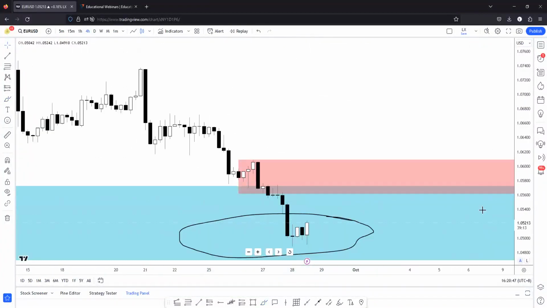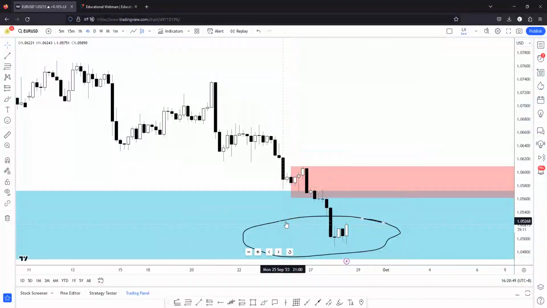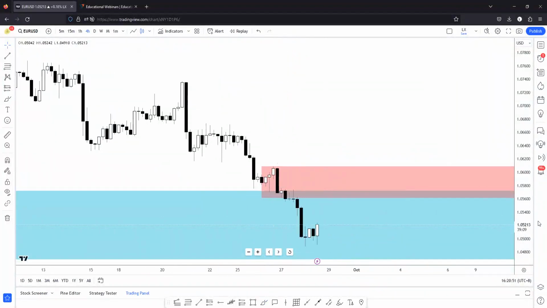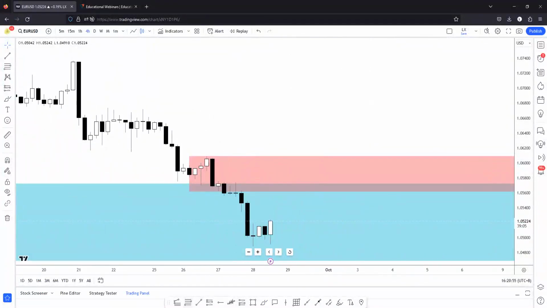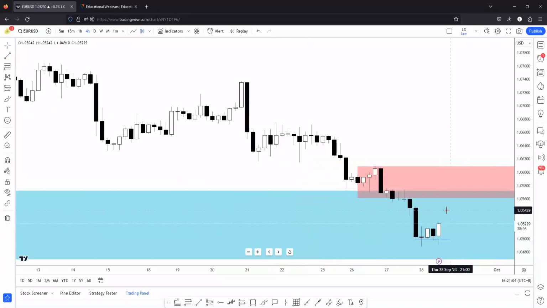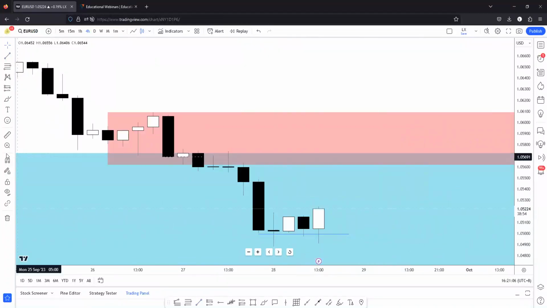On the 4 hours, you can see that price starts consolidating within the zone. This area here, you can see price came in, and we are seeing equal lows being formed. With this move, price came in and created a low.